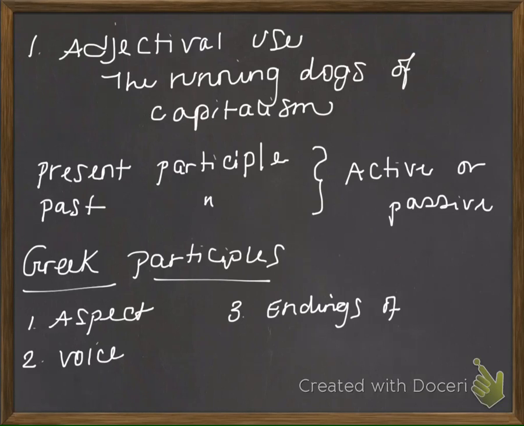And those adjectives can be first, second, and third declension forms, depending on what particular aspect or voice you're looking at. So that's a kind of overview of what a participle is.